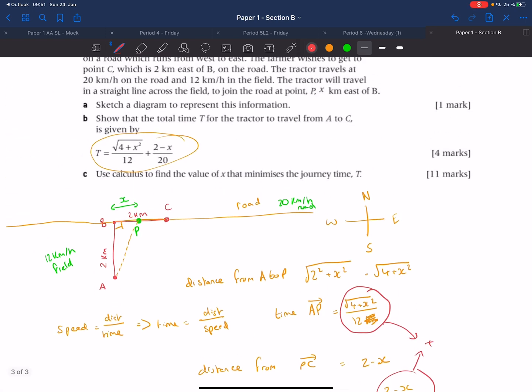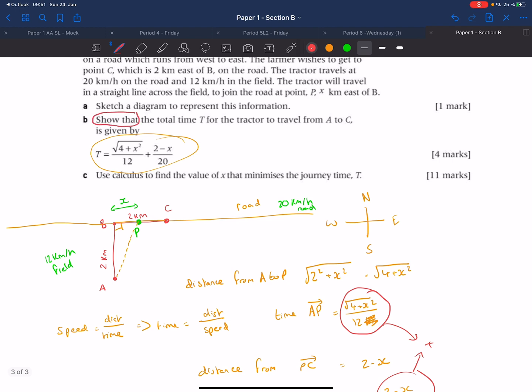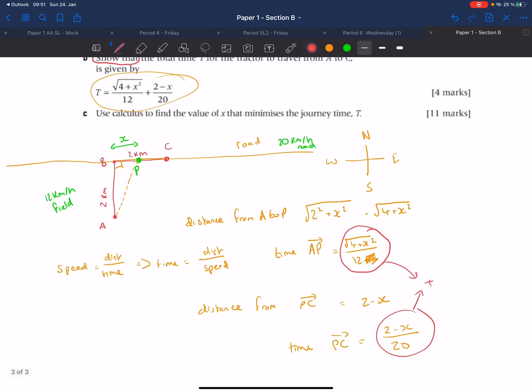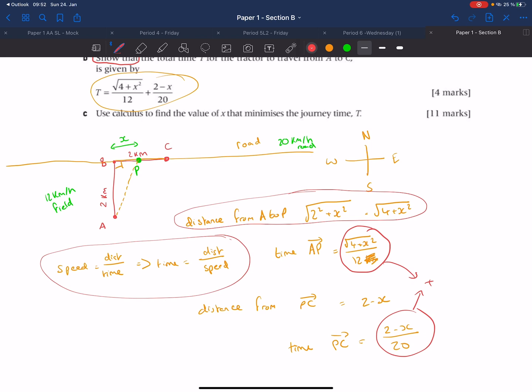Please note though that this is a show that question. So even if you look at that formula and you're like, yeah, okay, cool, it all makes sense, the answer's already given. What that means is you have to show how you've got to that answer really clearly. So things like me writing down, here's how I got the distance from A to P. Here's me writing out my formula to find the time. Here's me piecing it all together. All of that is important. That's how you pick up the marks in a show that question.